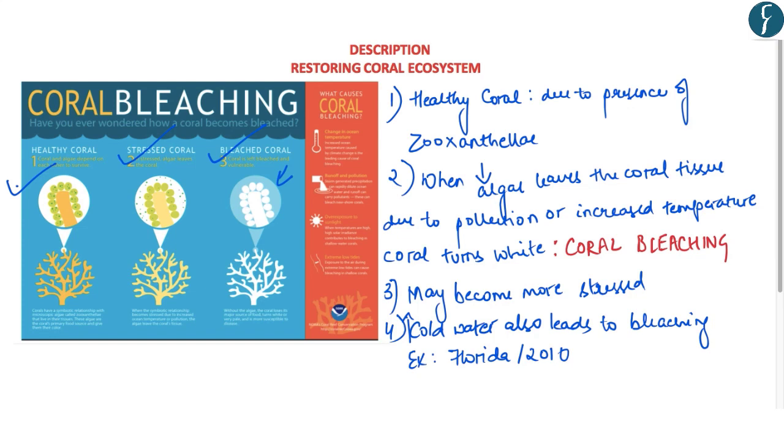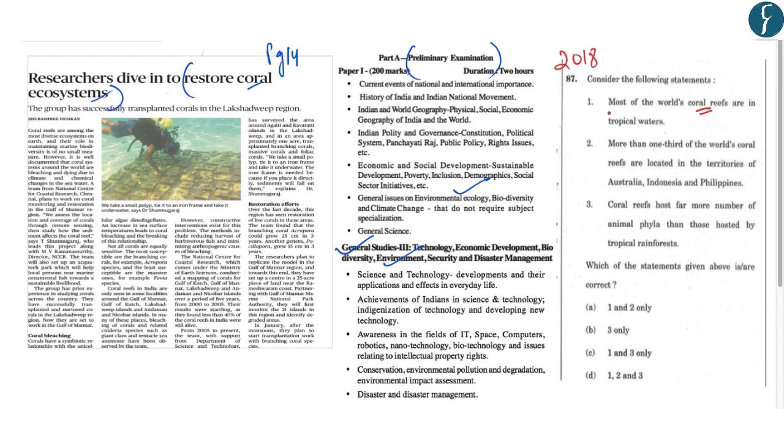Now, in light of this information, let us go back to our previous year question and try to solve it. So in this question, the first statement says that most of the coral reefs are found in tropical waters. We have just understood that coral reefs are known as rainforests of the marine areas. Hence, this statement will be correct.